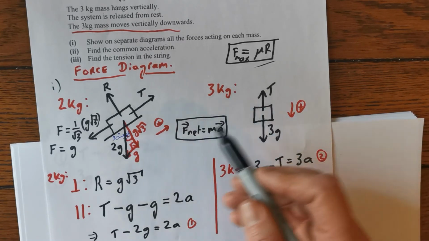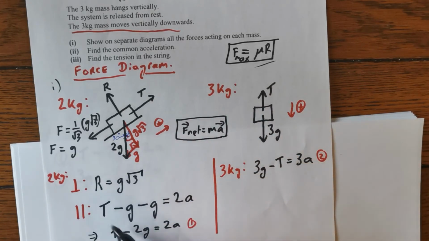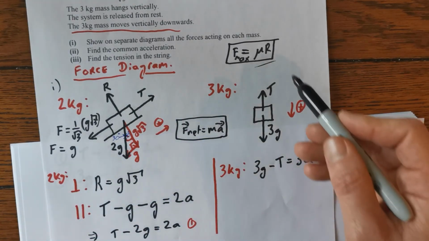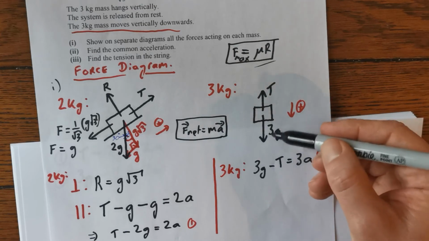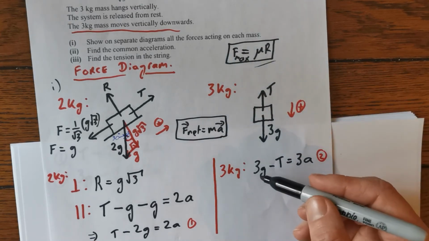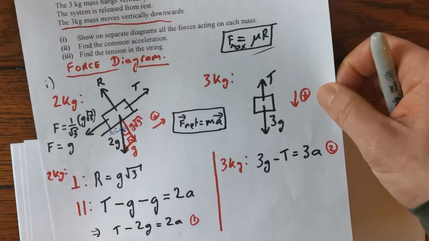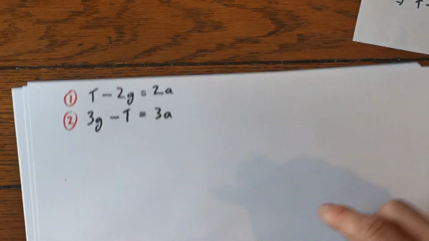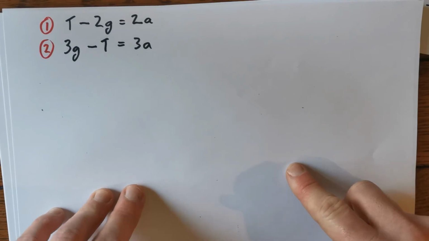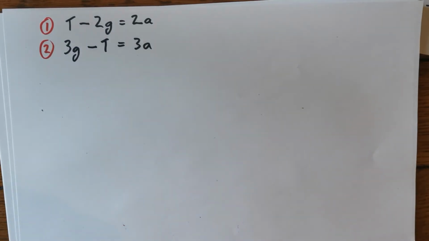Then I was able to come up with my force equations parallel to the plane. I got T minus 2g equals 2a. Second system, much simpler. Positive force 3g, negative force T, net force 3g subtract T equals mass times acceleration, 3a. So this is where we are at this stage. From here on in, everything is just straightforward algebra.